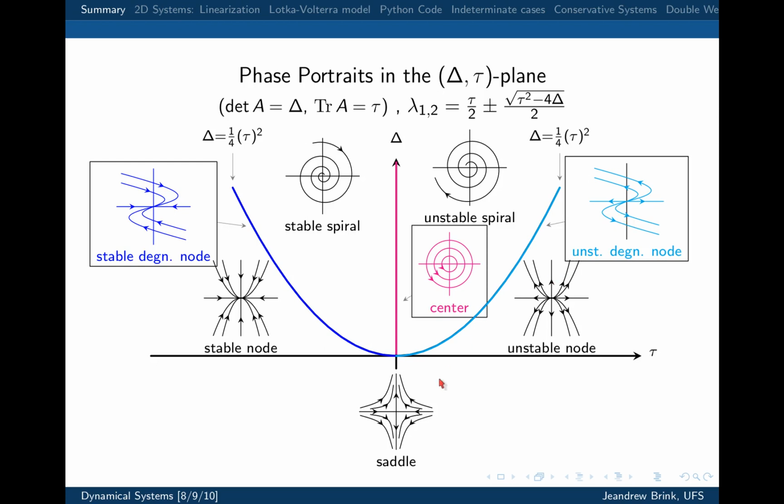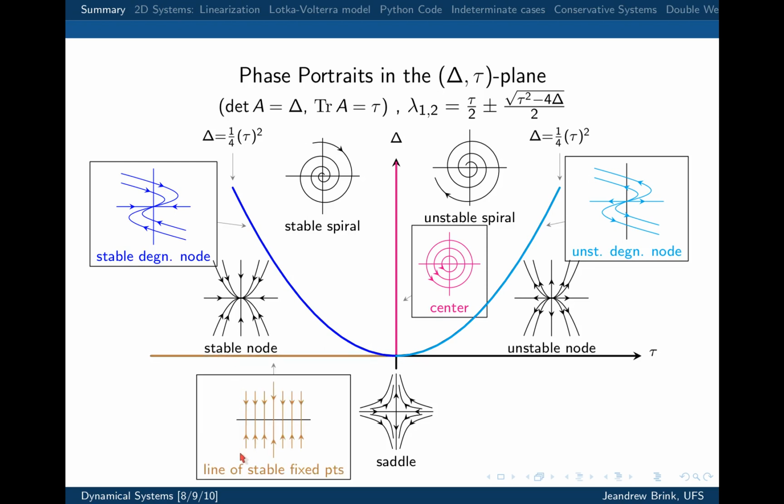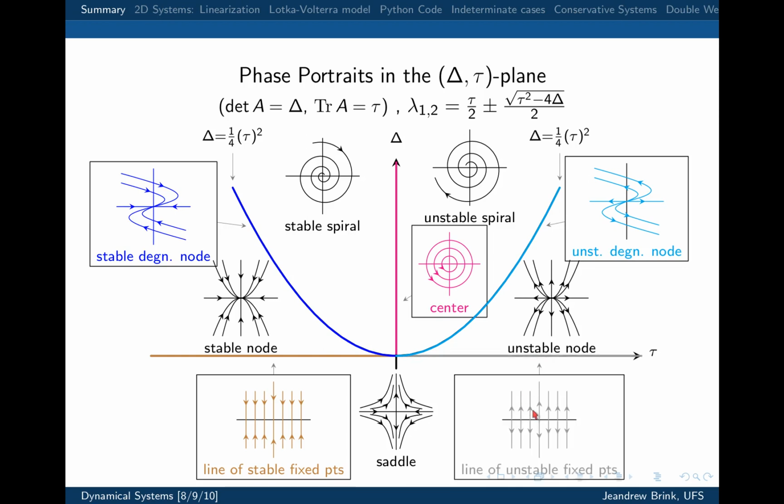Over here are some cases that we have not captured. In other words, when the determinant is 0, that means that one of the eigenvalues is 0. And that means your solution basically looks like a line of fixed points. It's because if your eigenvalue is 0, all the points along that eigendirection are fixed points. So this is what we have here, basically a line of stable fixed points. Over here, we have a line of unstable fixed points. You basically have a line where the eigenvalue is 0, but just immediately off of it, the other eigenvalue is positive, and it will push it away.